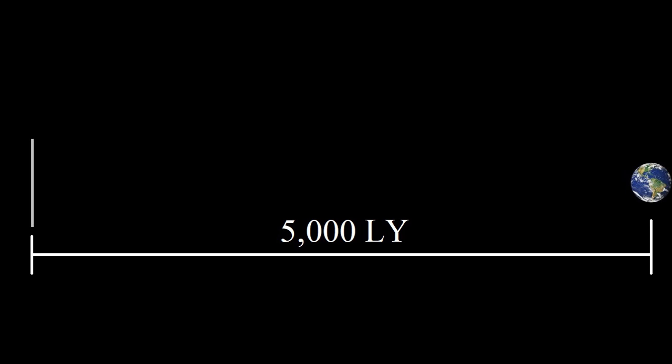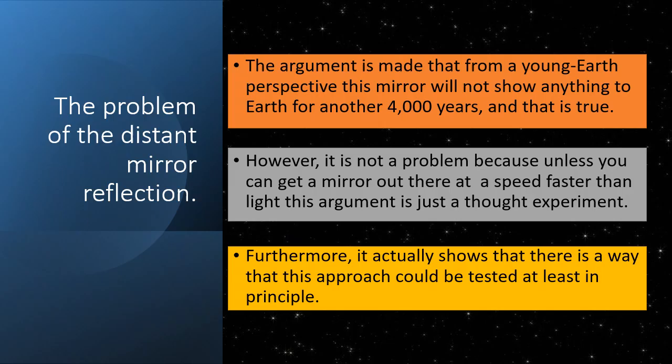This argument starts with a hypothetical mirror 5,000 light-years away and pointing so that it reflects light directly back at Earth. The argument is made that from a young Earth perspective, this mirror would not show anything to Earth for another 4,000 years, and that is true. However, it is not a problem because unless you can get a mirror out there at a speed greater than the speed of light, this argument is just a thought experiment. Furthermore, it actually shows that there is a way that this approach could be tested, at least in principle.